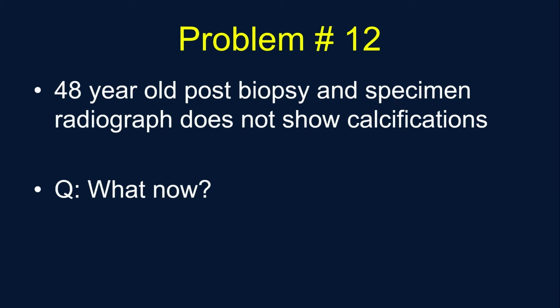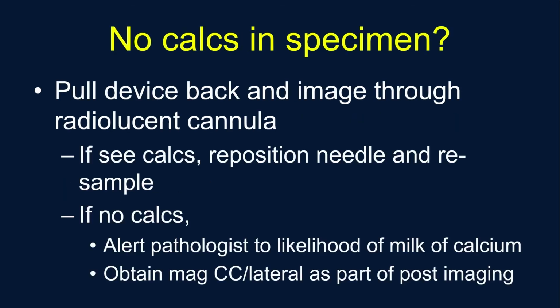So the nice thing, the old systems never had this radiolucent cannula, but one of the things I will do in this scenario is I'll pull back the device, leave my radiolucent cannula in there, and take a stereo pair and see if I can see any calcifications. Amazingly, sometimes you'll still see them there, and you're like, okay, now you can retarget, and you can reposition it and go again and hopefully be successful. So that's something that definitely has worked pretty well.